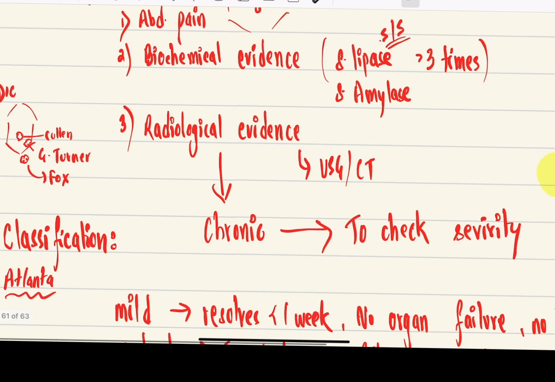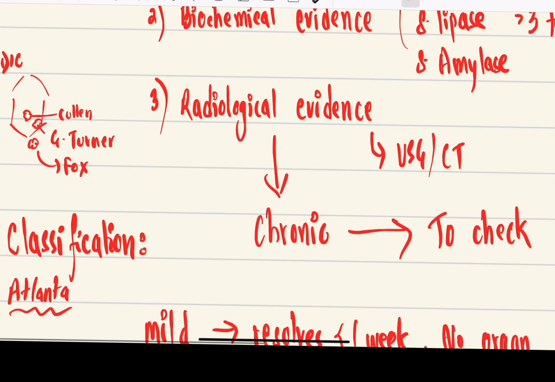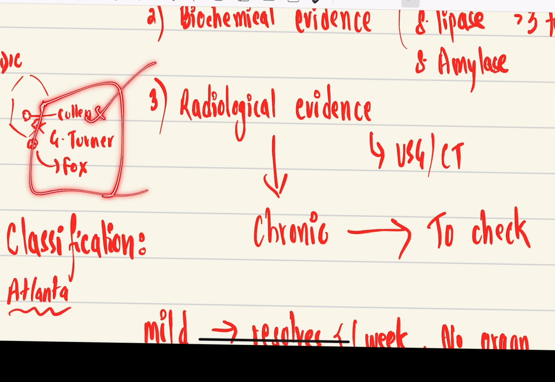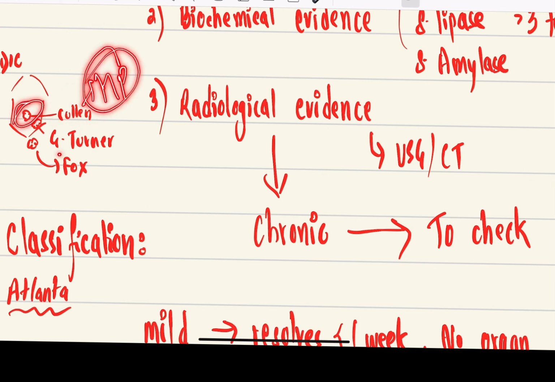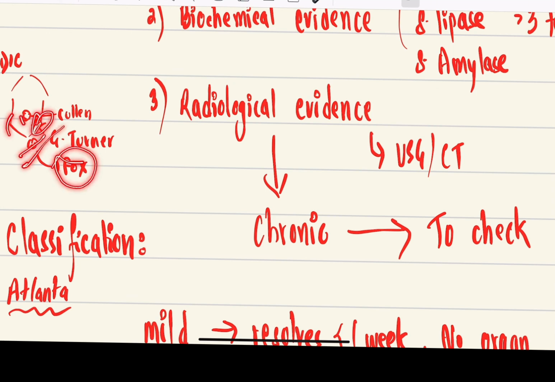Or if the patient goes into DIC, we can see some signs in the abdomen like Cullen sign, Grey Turner sign, and Fox sign. Cullen sign is the discoloration around the umbilicus due to hemoperitoneum. Grey Turner sign is at the iliac fossa, and Fox sign is in the thigh.